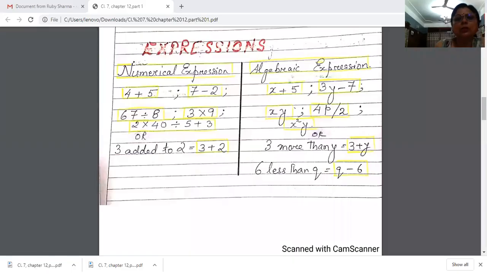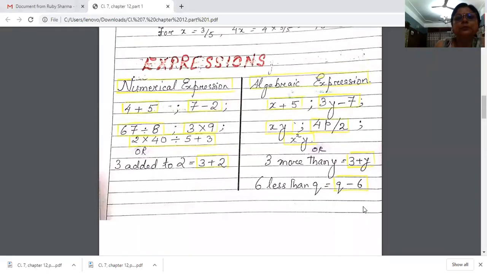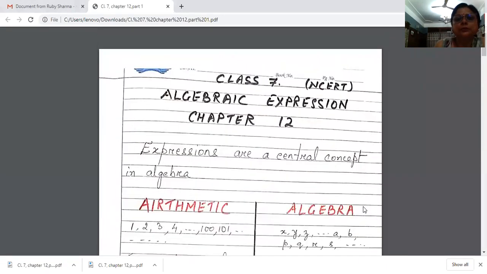Algebraic expression is your 12th chapter in your textbook. Before we know what algebraic expressions are, we must know about the variables and the constants which are used in algebraic expressions. Now, in arithmetic, we have been studying numbers 1, 2, 3, 4, and so on. Also, we have studied decimals, integers, fractions, and rational numbers. All these numbers have a fixed value.